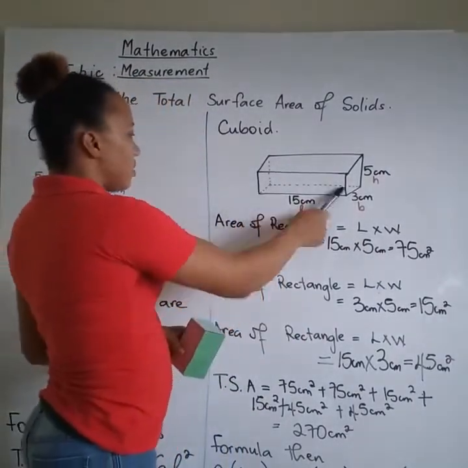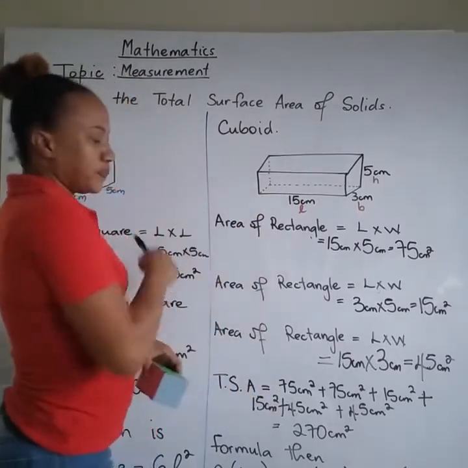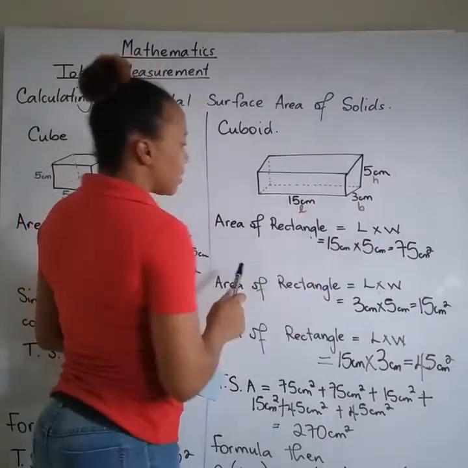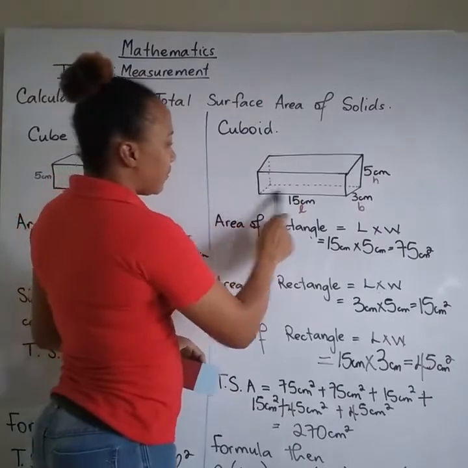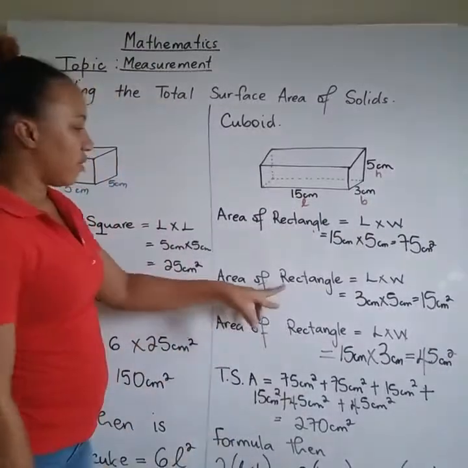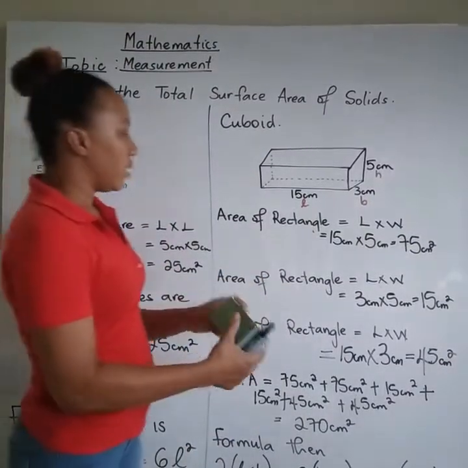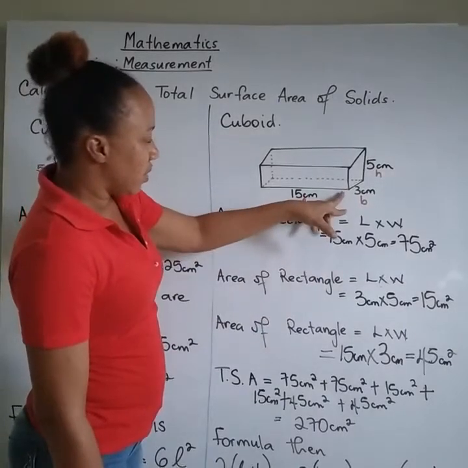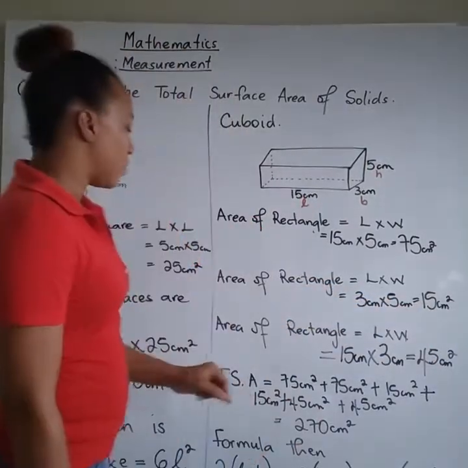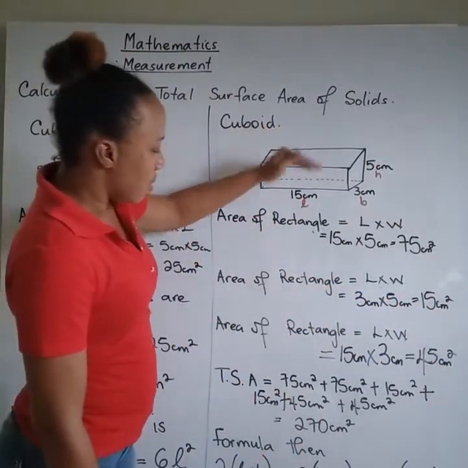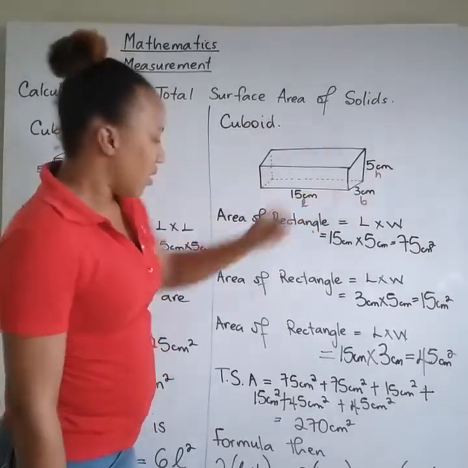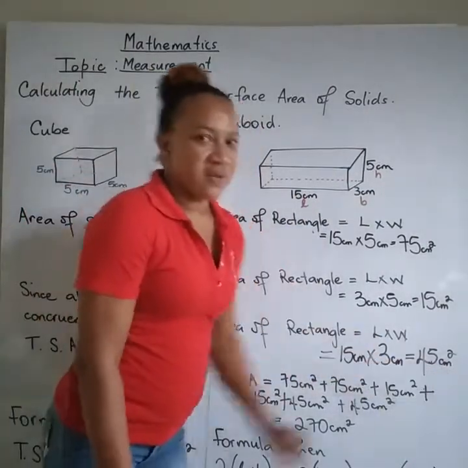Alright, so I'm using the measurements. Here's an example of a drawing of a cuboid. I have one rectangle here that I'm going to calculate the area of first, and I'm using this one, 15 times 5, which would be the height. Next we have the area of another rectangle on my cuboid, which is going to be this one, 3 times 5, which is going to give me 15 centimeters squared. And then the top or bottom, which is going to be 15 times 3, which gives us 45 centimeters squared.